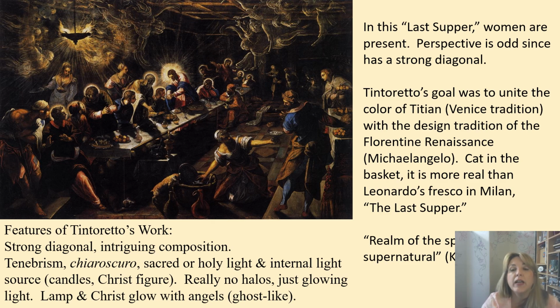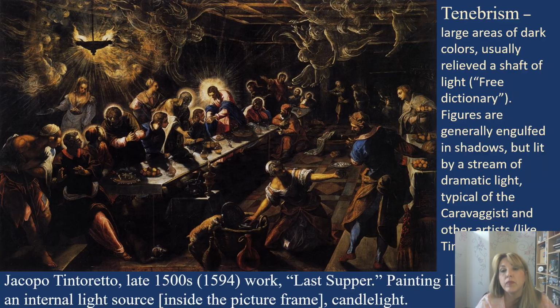Tintoretto's goal was to unite the color of Titian, the Venice tradition, with Michelangelo. So he's trying to bridge the gap, basically that conflict between colore and disegno. Cat in the Basket, it's more real than Leonardo's fresco in Milan, The Last Supper, which has a formality to it. This is, of course, a little bit more like pandemonium. You almost feel like you've walked into a restaurant in this particular work.